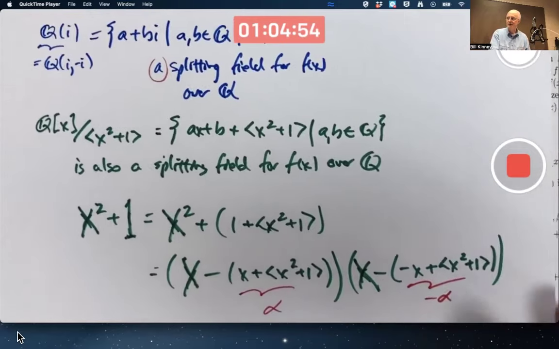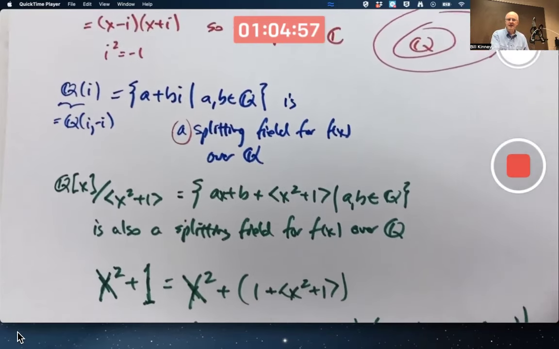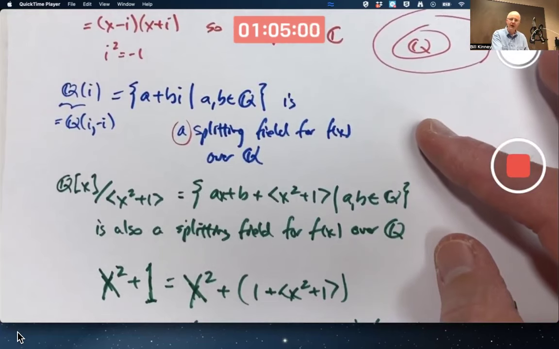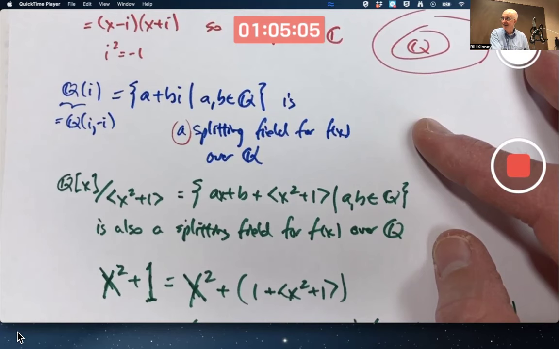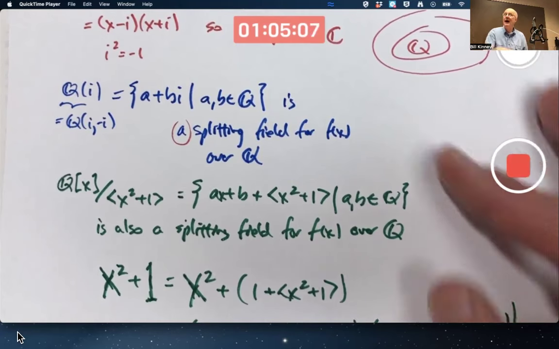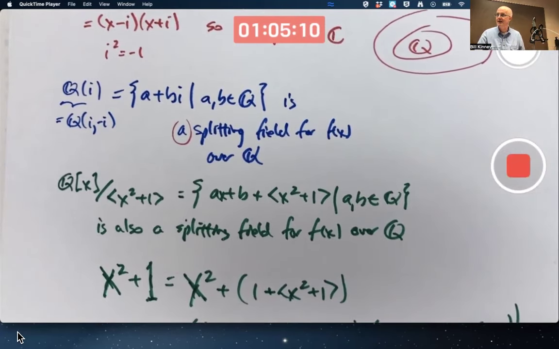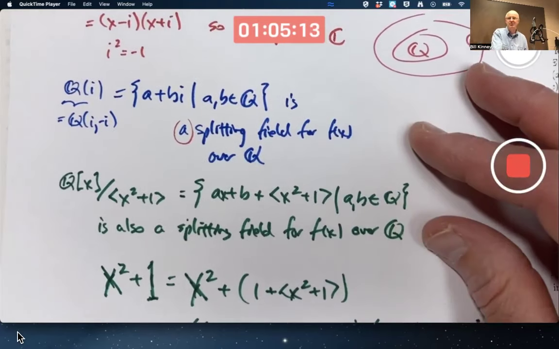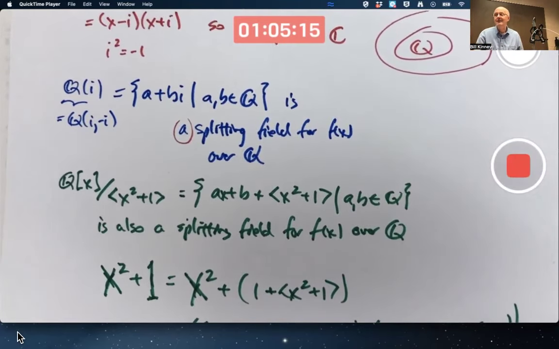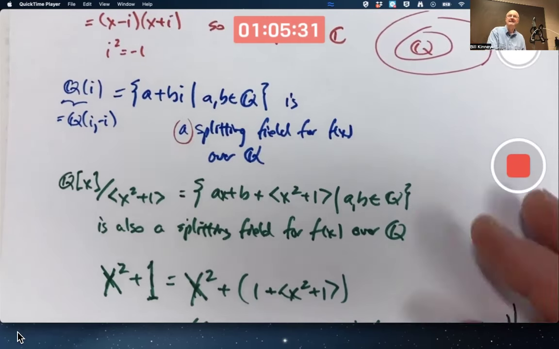I've actually gone beyond the example in the book here. These are both splitting fields for x squared plus 1 over the rationals. They are isomorphic. So up to isomorphism, splitting fields are unique. But in terms of how the actual splitting fields are described, they can be technically different. Though again, we've emphasized in this class that an algebraist, whether a group theorist or a ring theorist or a field theorist, really in the end only cares about things up to isomorphism. So in that sense, they might say it's the splitting field.